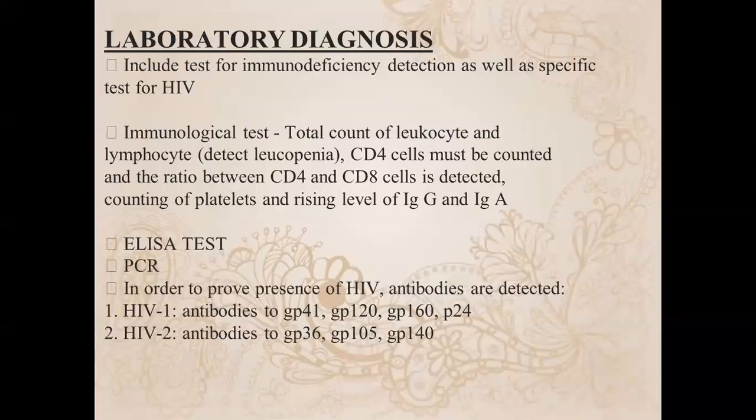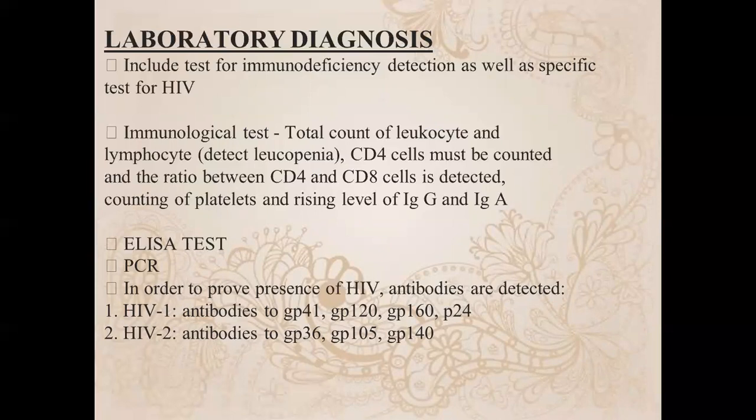Moving on to the laboratory diagnosis, it includes tests for immunodeficiency detection as well as specific tests for HIV. The first immunological test: the total count of CD4 helper cells will be counted and CD8 cells detected. Both the ratio has to be detected. At the same time, they will count the platelets and look for a rising level of IgG and IgA, which indicates excess infection is present. Then an ELISA test will be done to identify the antigen-antibody reactions.